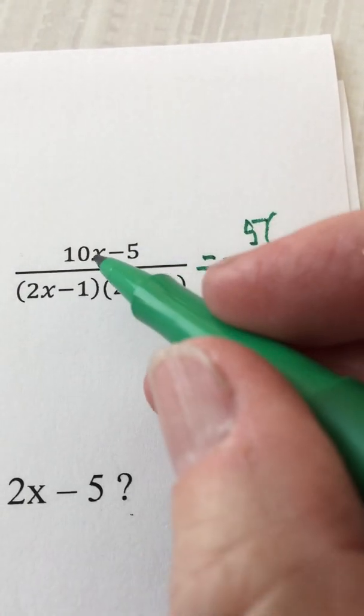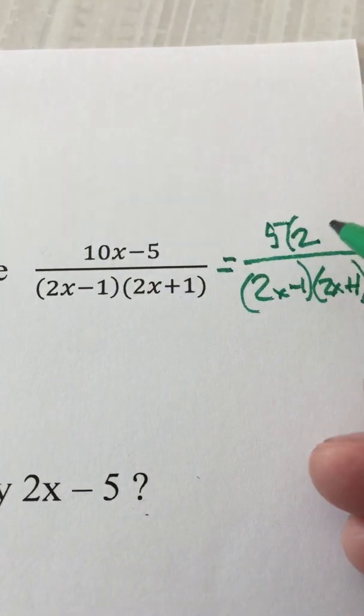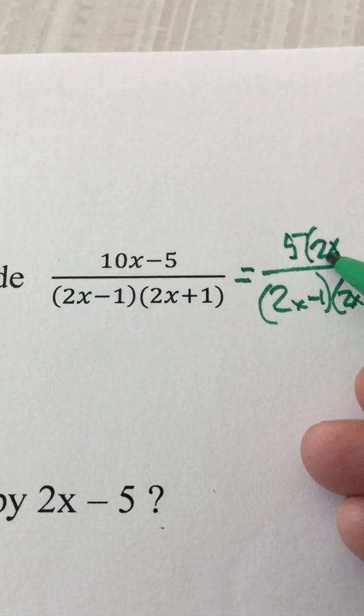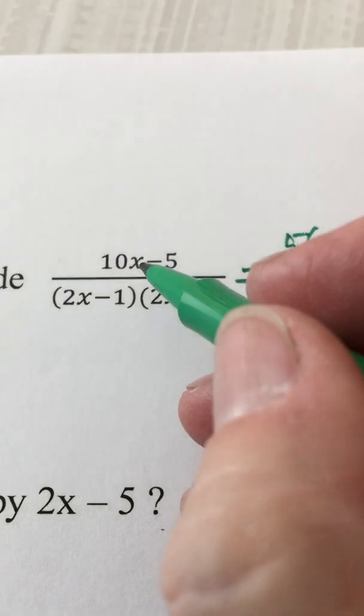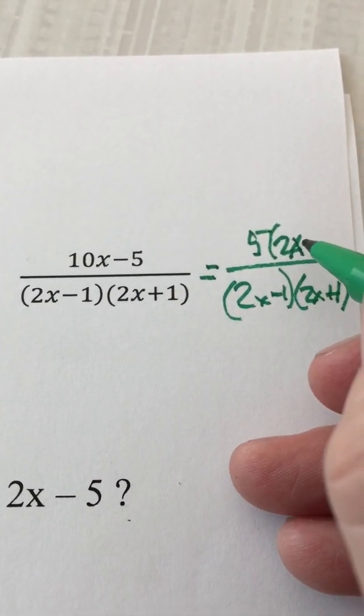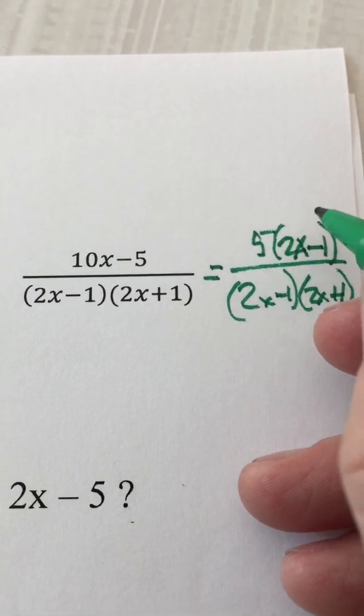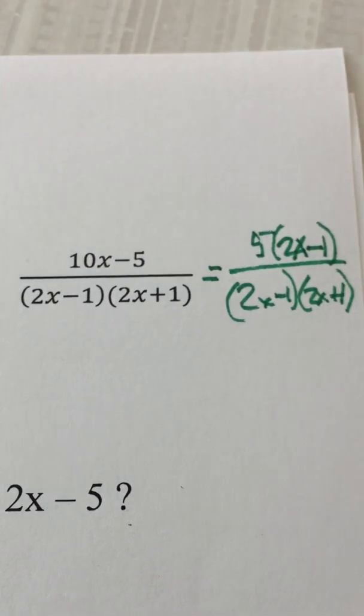5 times what will give me a 10? I need there to be a 2 there. And I need an x in the answer, so I need to have an x with that. And then I kind of double check. 5 times 2x is indeed 10x. 5 times what will give me a negative 5? I just need that to be a negative 1. So whatever number you put down here, double check it by multiplying 5 times that number. Make sure it gives you that one.